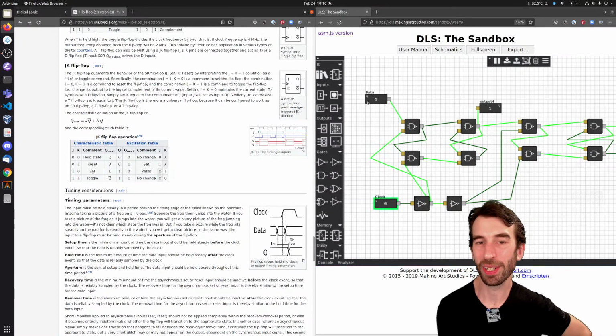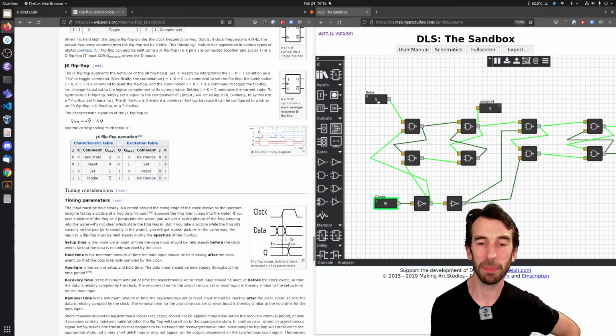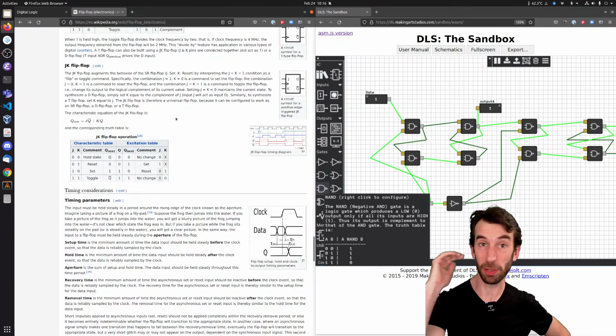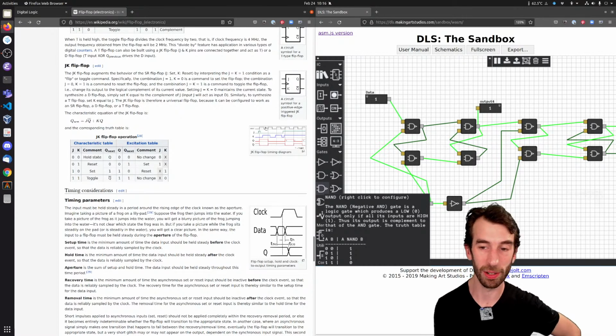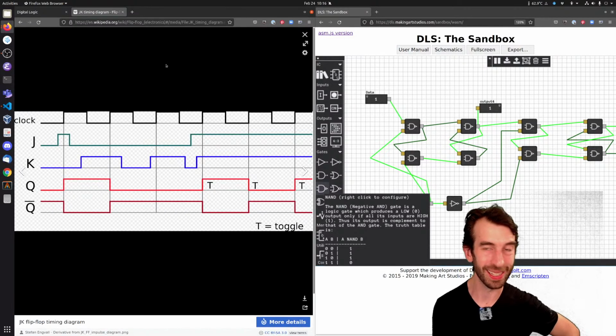Oh, I see. So this one's just got a data line. I guess the JK flip-flop gives you the set and reset lines. So that would be more useful in that counter, for instance, where you wanted to be able to reset everything at once, not just change to a different input. And then you start to see diagrams like this when you look at these things in electrical engineering. There's the clock, up, down, up, down, up, down.